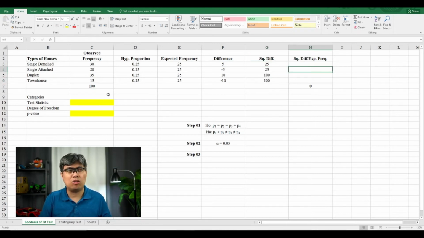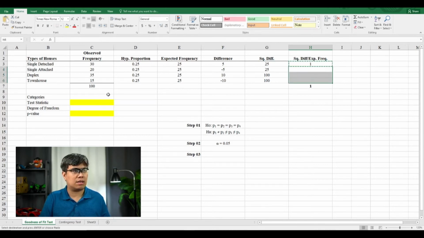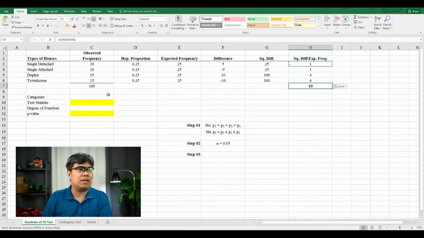For the last column here, you divide the squared difference by the expected frequency. Since we already have solved the squared difference, you simply select the cell divided by the expected frequency, which we already solved under column E. So that's divided by 25. You do the same for the rest, and then we get the total here.